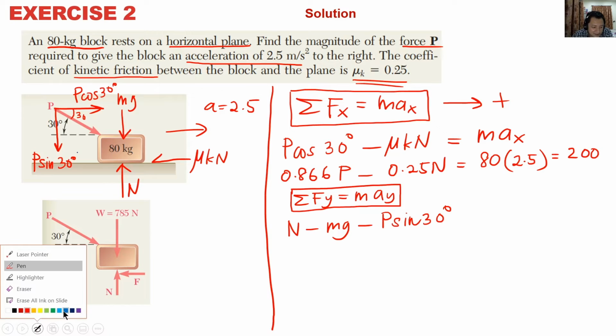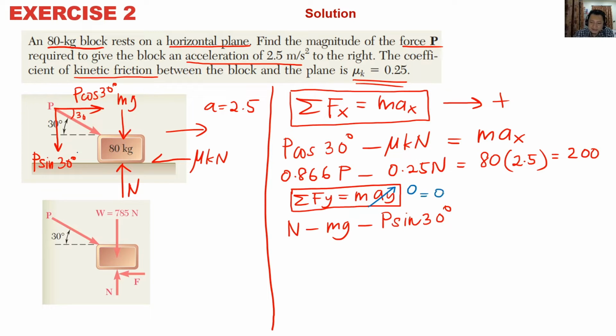And it happens that AY is equal to 0. Then it becomes 0. So N minus mg minus P sine 30 equals 0. Anything else am I missing? What else did I not do? This one is done, this one is already taken into consideration. This one is also done. So all the forces labeled in your free body diagram should be taken into consideration.